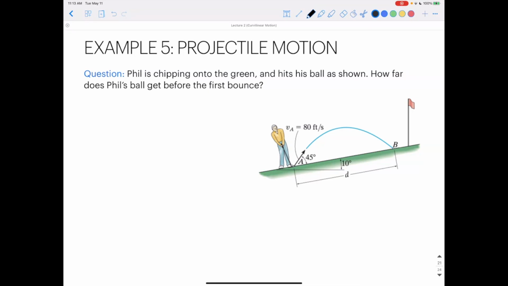So in this problem, we have Phil chipping onto the green, and he hits his ball with the path that's shown. He's hitting it with a speed of 80 feet per second at an angle of 45 degrees with respect to the ground. And the ground is at an angle of 10 degrees with respect to the horizontal. How far does Phil's ball get for the first bounce? So basically, what is that distance d when the ball lands at point B?